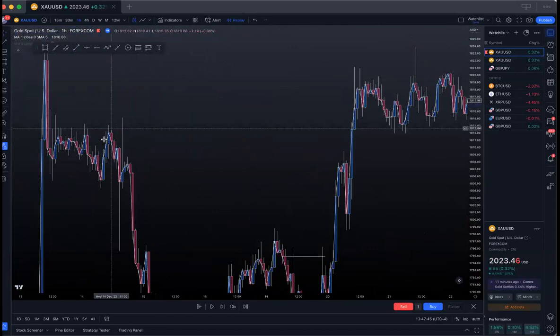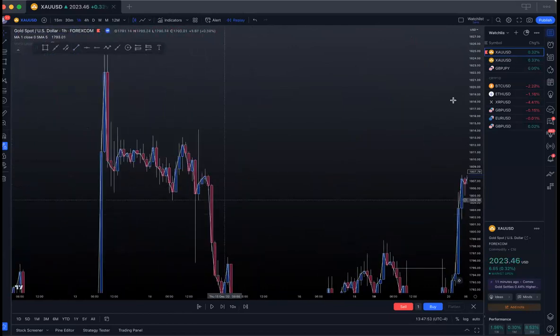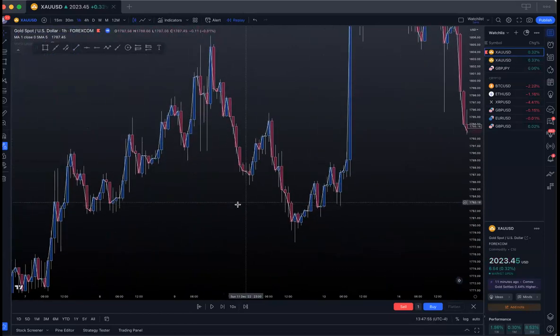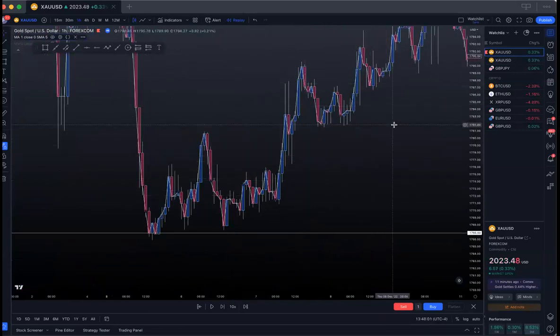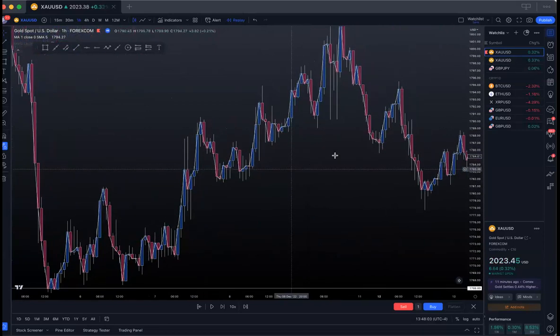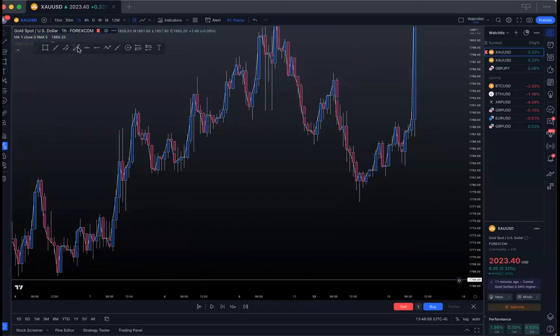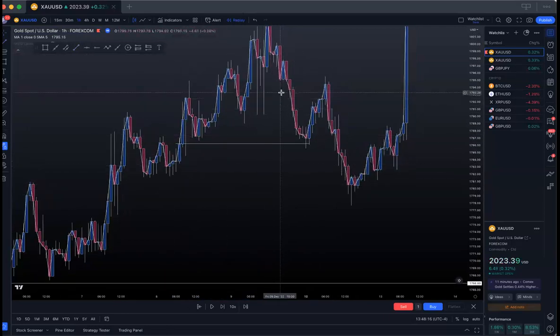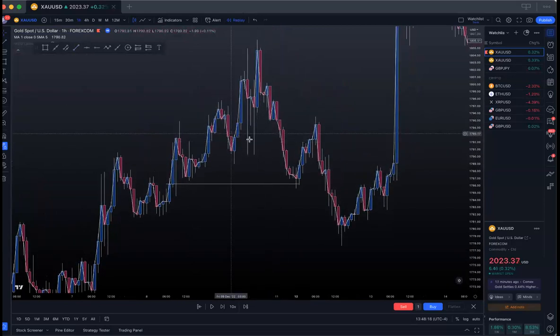See if this level works. No, not really. Breakout gap, breakout gap, gap, gap, gap. This is a regular gap. Good one at that. Another regular gap. Let's see.